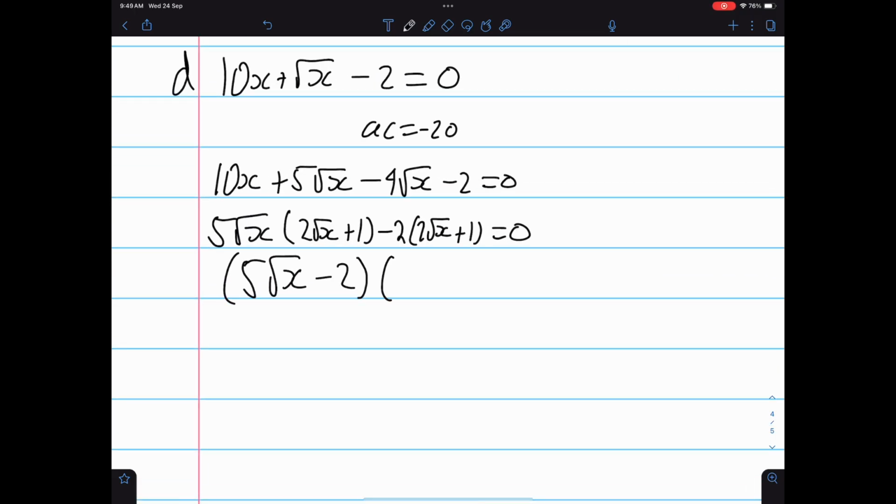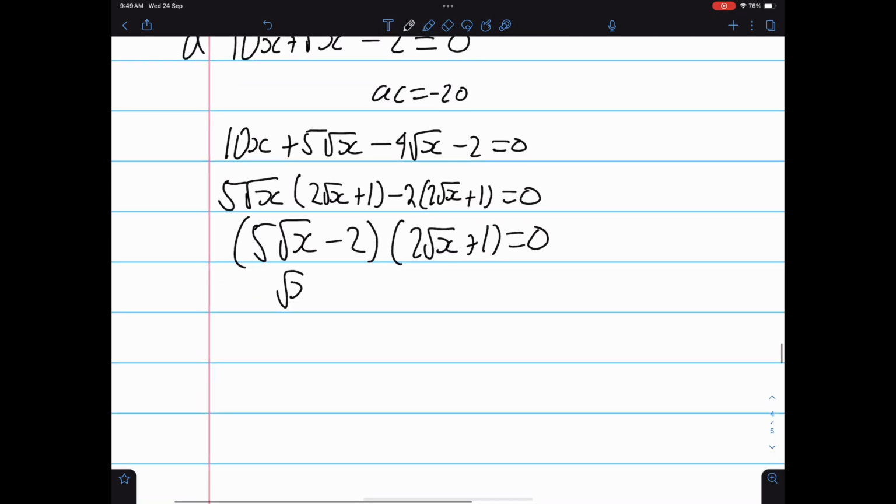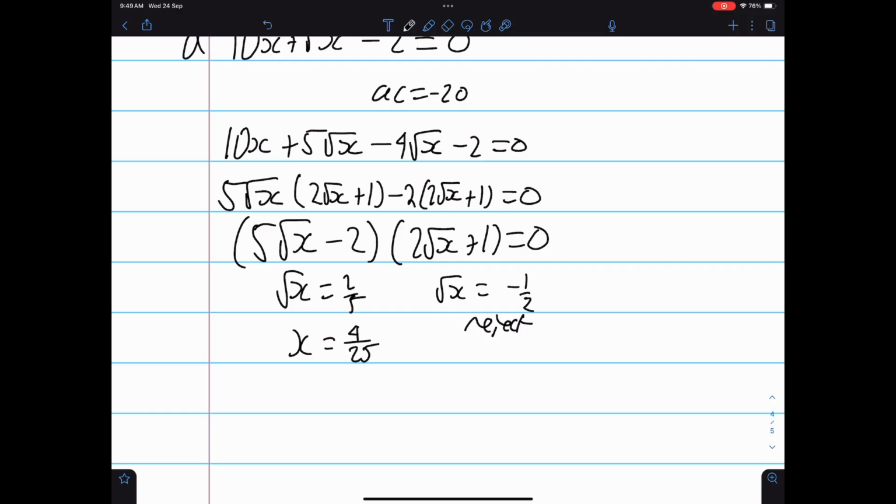5 root x minus 2, 2 root x plus 1. Right, and now we get root x equals 2 over 5, or root x equals minus half. That we reject, but this one we can keep. So we get 4 over 25.